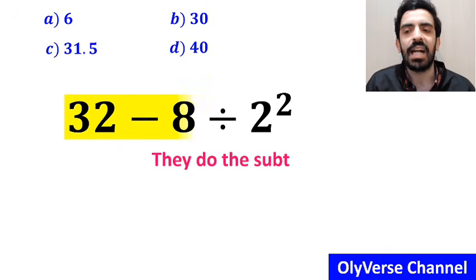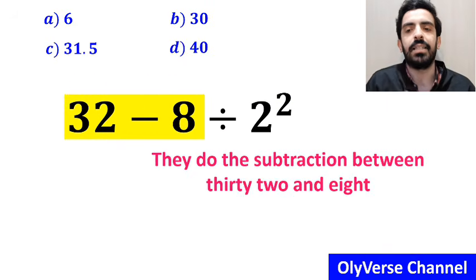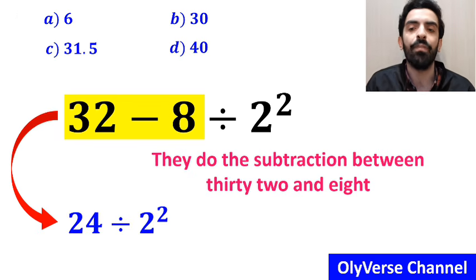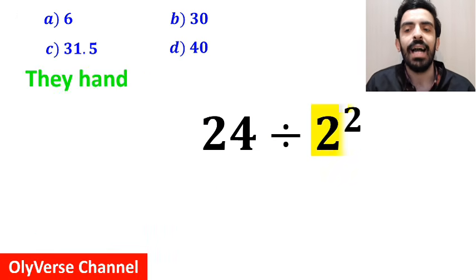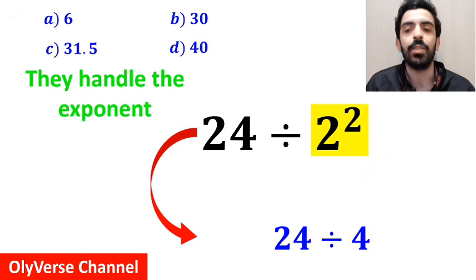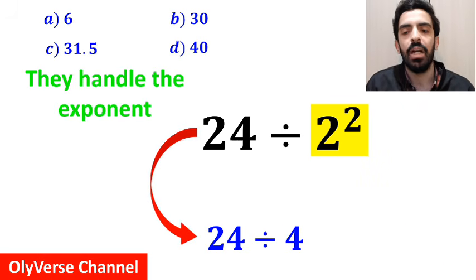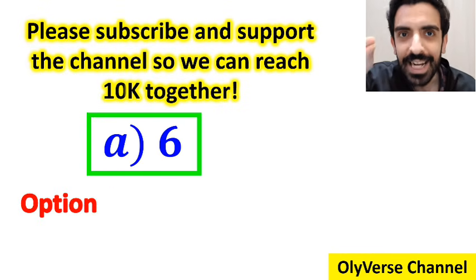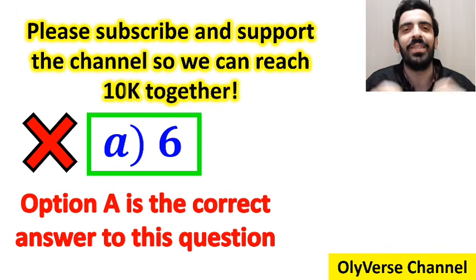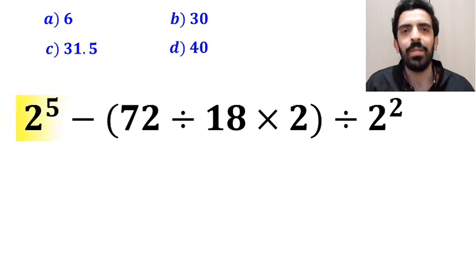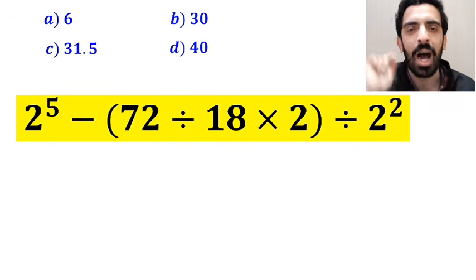Next, they do the subtraction between 32 and 8 and simplify this expression to 24 divided by 2 squared. And the final step, they handle the exponent and write this expression as 24 divided by 4, which ultimately gives them the answer 6. And immediately, they conclude that option A is the correct answer to this question. However, this answer is absolutely wrong. Alright, now let me show you how to solve this expression properly.